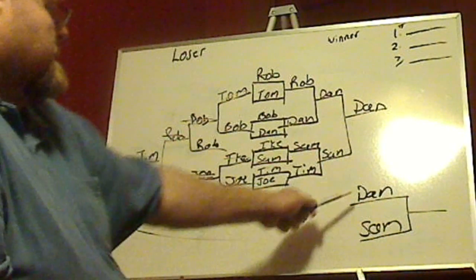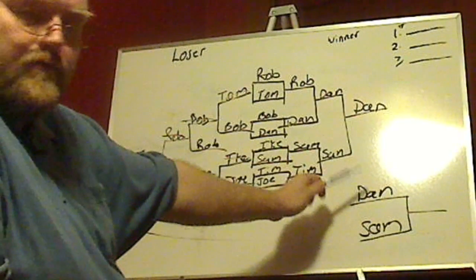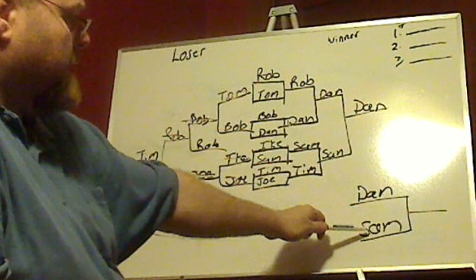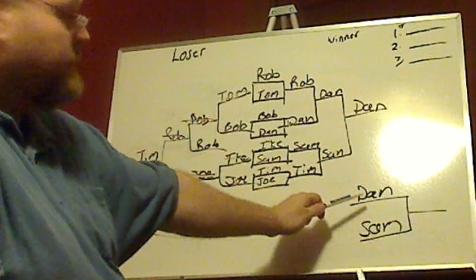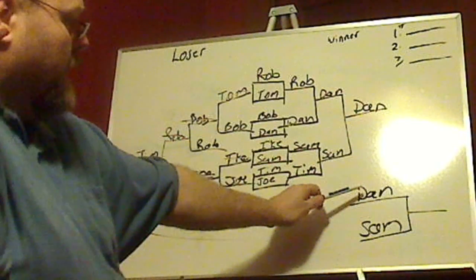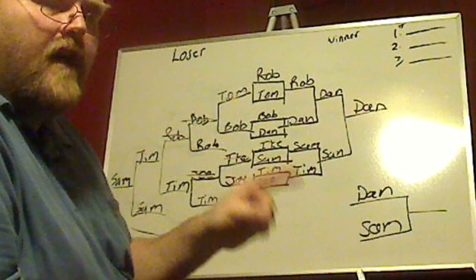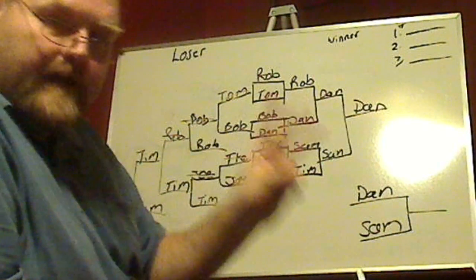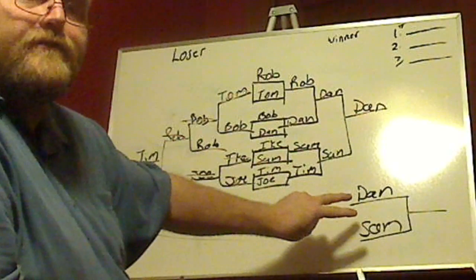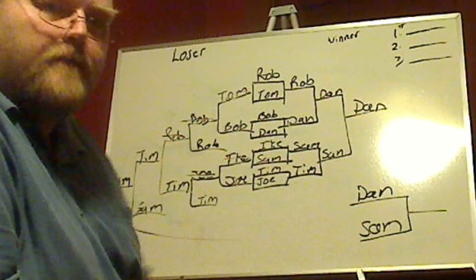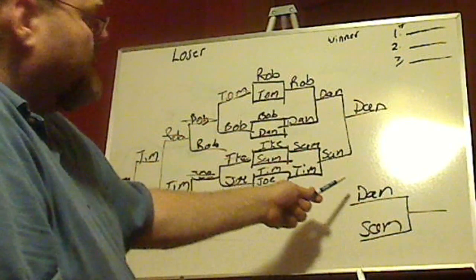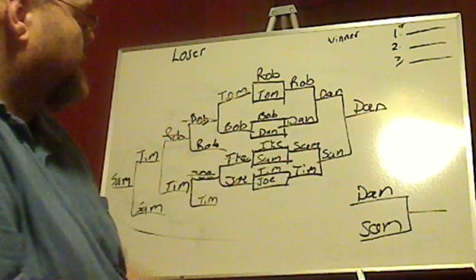Okay? If Dan wins the first initial race, that means Sam has lost twice. Therefore, Dan is the winner. However, if Dan loses, because it's his first loss, and Sam has only got one loss, then they'll have to race a second time to determine who our winner is. But let's say Dan wins, Sam lost, and Dan wins.